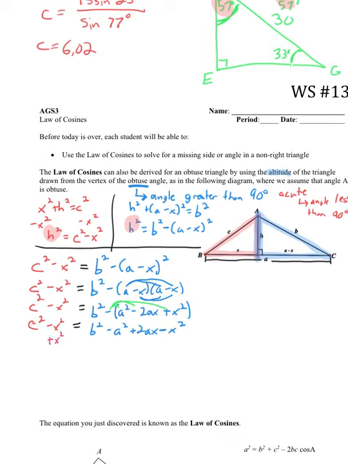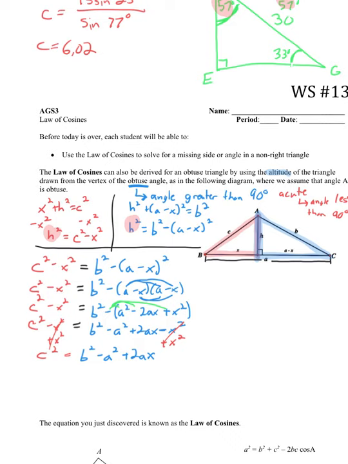And then I can go ahead and, let's say, add x squared to both sides. And that's going to get rid of x squareds, actually. It simplifies the equation a little bit for us, which is nice. So I'm left with c squared equals b squared minus a squared plus 2ax.